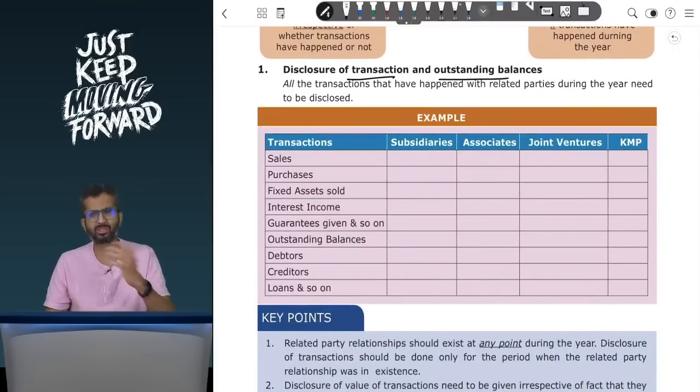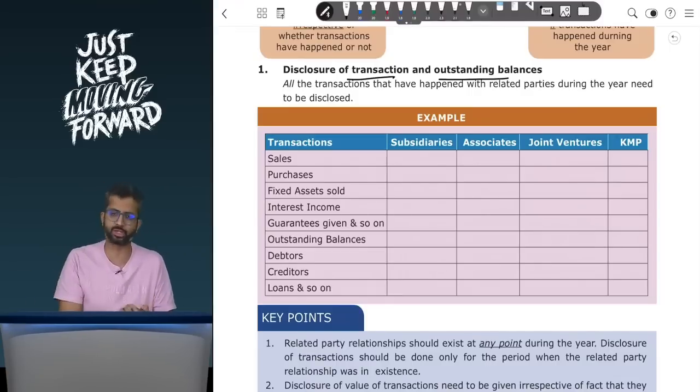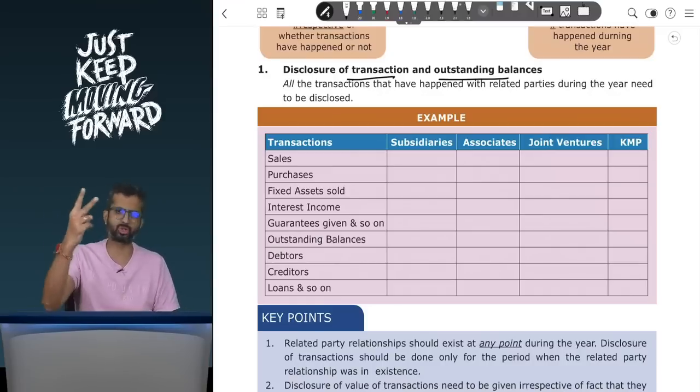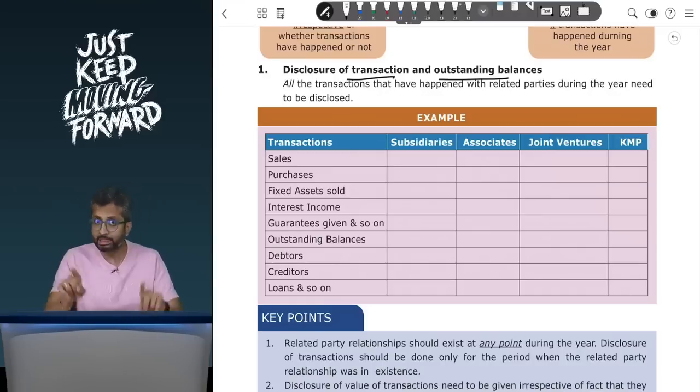Second, disclosure of transactions and outstanding balances. Transactions can be sales, purchases, loans given, loans taken, assets sold. All of these transactions, even a guarantee given, can be a transaction. And then outstanding balances like debtors, creditors, loan balance, etc. You will have to give a disclosure of transactions and outstanding balances in the notes to accounts. Here, you have to give both standalone and consolidated.